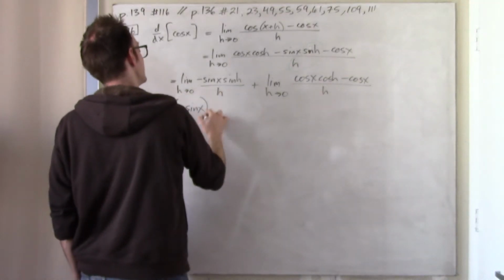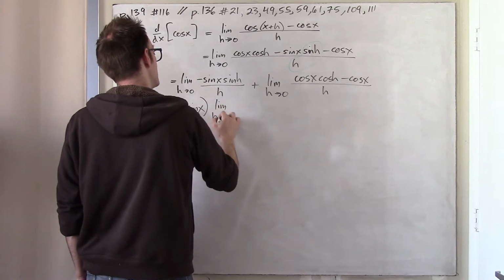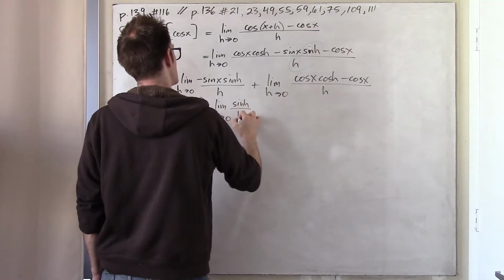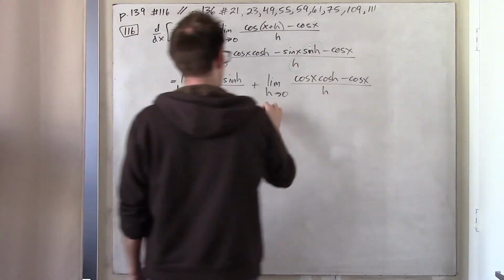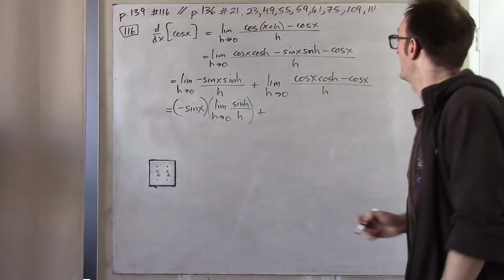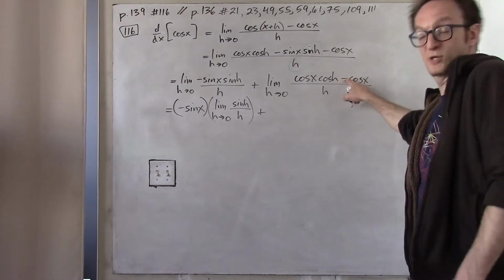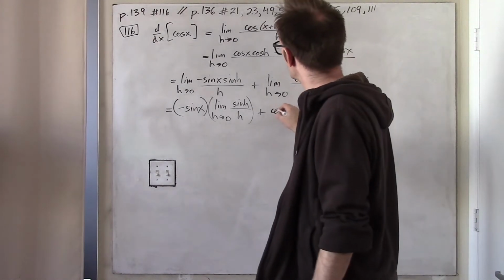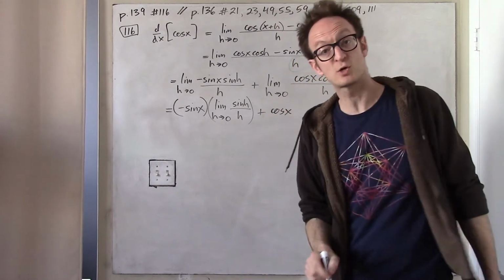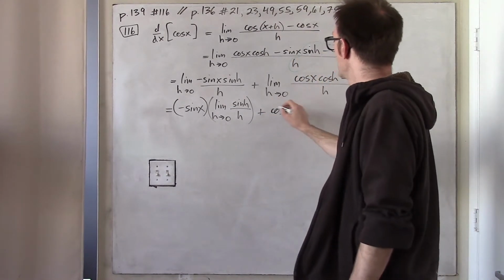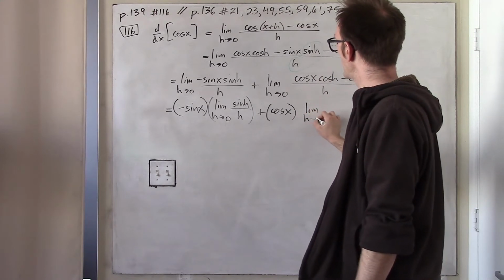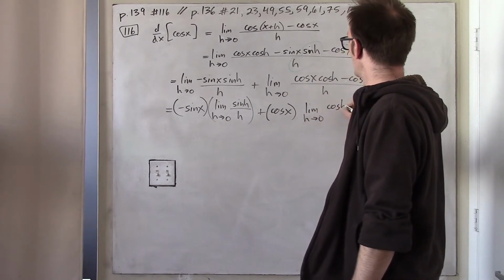And so we get negative sine x times the limit as h goes to 0 of sine h over h, plus what can we do here? Well, I can factor a cosine out of the numerator, and in fact I'll just take it right out of the limit for the exact same reason that this is the limit as h goes to 0, so cosine x is a constant. So I get cosine x times the limit as h goes to 0 of cosine h minus 1 over h.